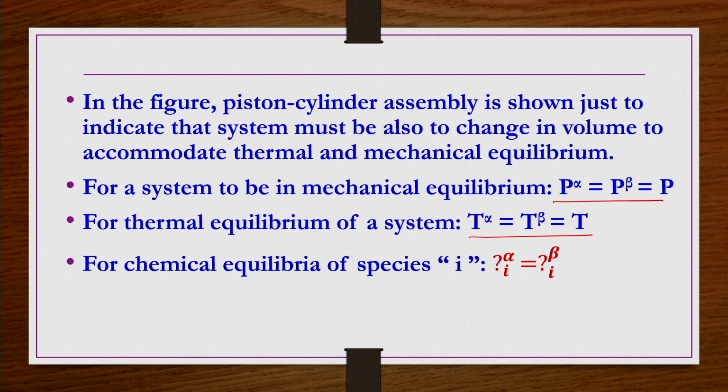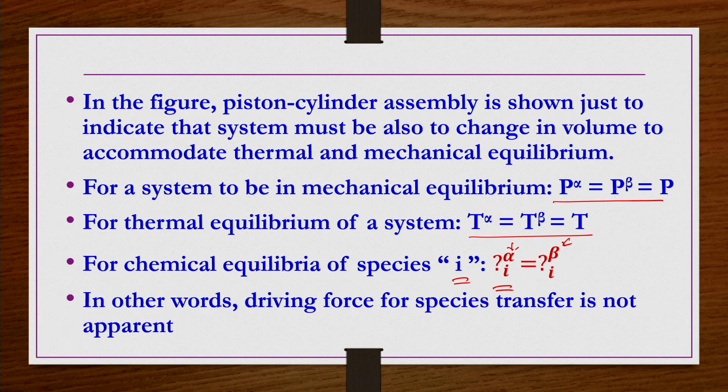For chemical equilibrium of species, so then what is this? Let us say the ith species; whatever system we have taken, it has more than two components. Let us say one component we are taking, i. For that component, what it is in the alpha phase should be equal to what it is in the beta phase. That we have to make sure. If you think of it as mole fraction, is it reliable or not? That is what we are going to do. Or in other words, the driving force for species transfer is not apparent. Why is it not apparent? That we will see now.